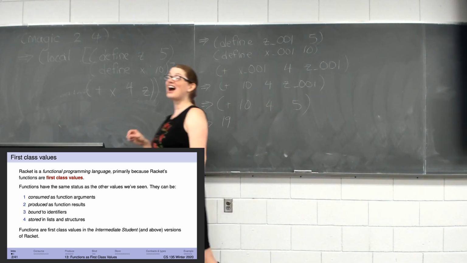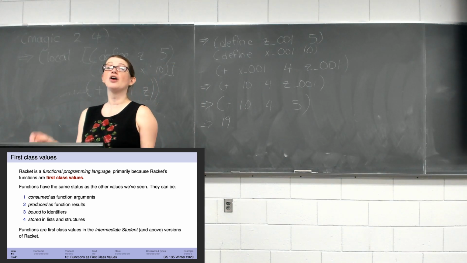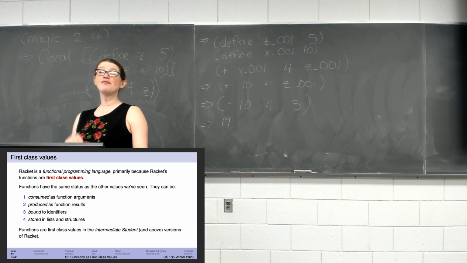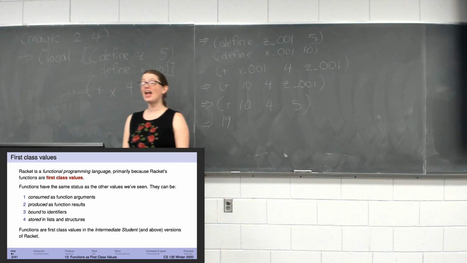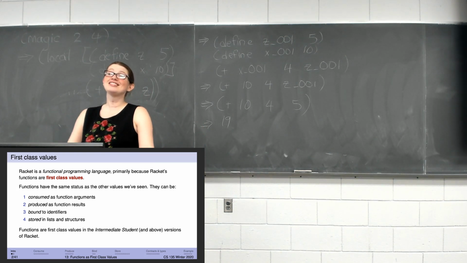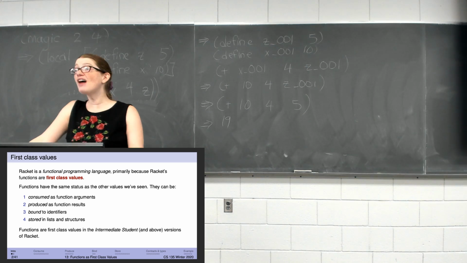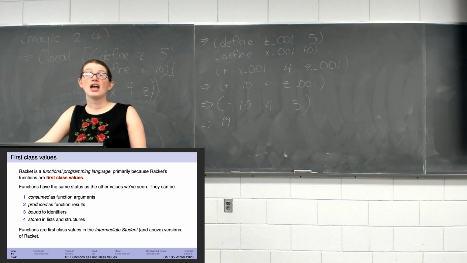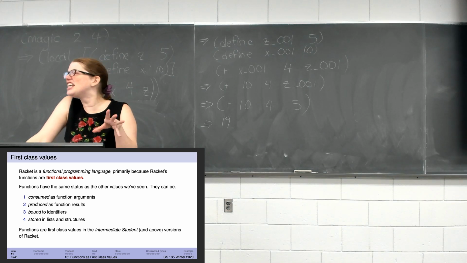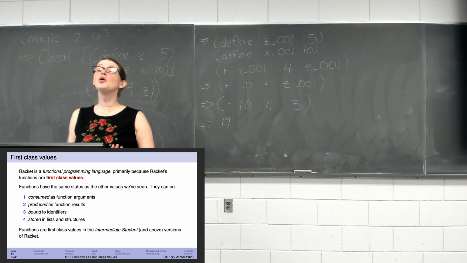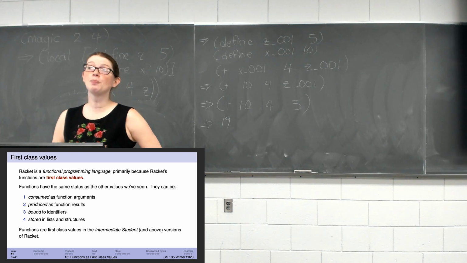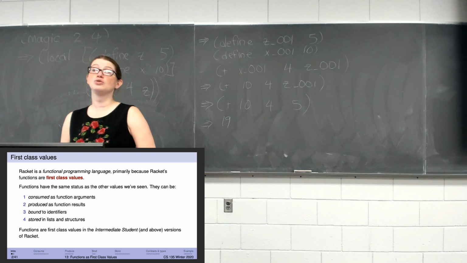Functions are also first class values, just like numbers. I can pass a function as an argument. I can produce a function as a result. I can bind a function to a new name, and I can store functions in a list. Not evaluated functions, but just the actual functions themselves. And this may seem very weird, like why would you do this? But hopefully by the end of today, you will see why this is both super powerful, but also super awesome.